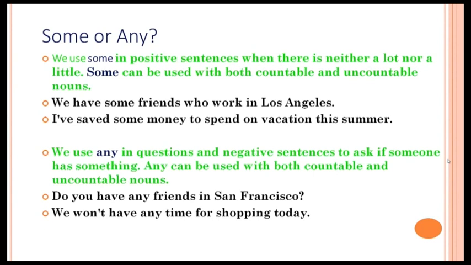When we want to say that we have a certain amount of something, but we don't know precisely how many or how much, we use some and any to express that.